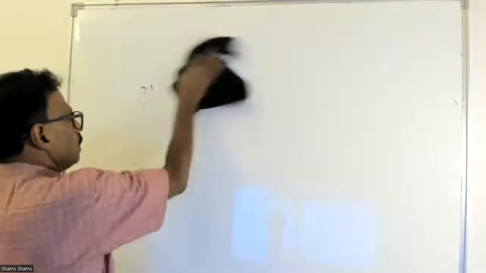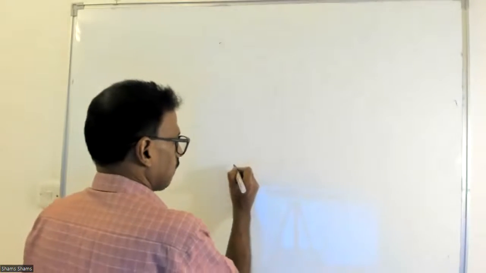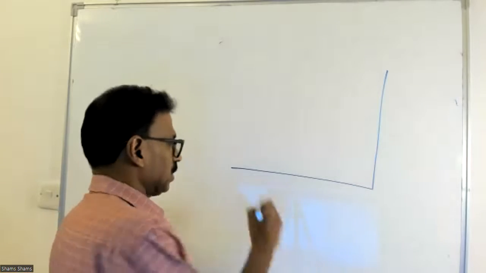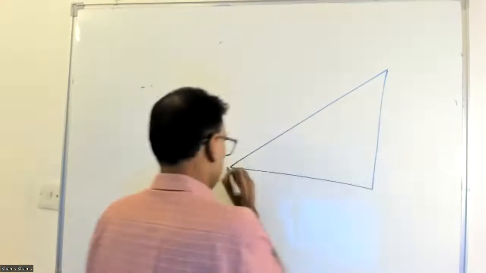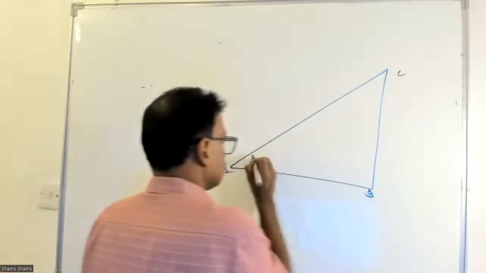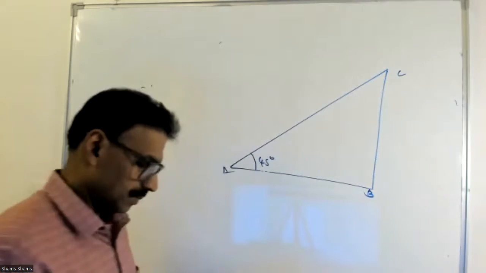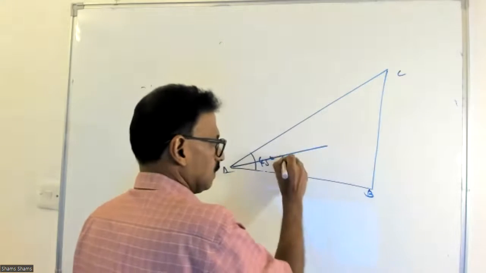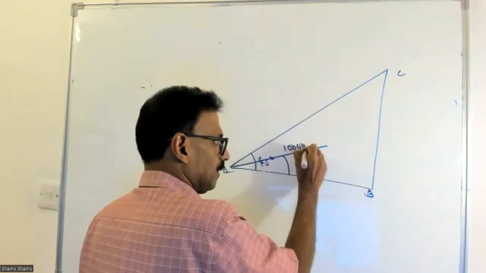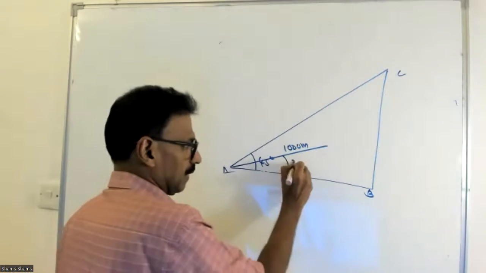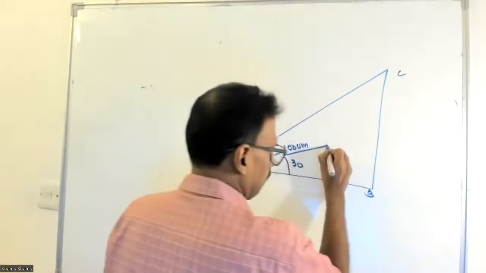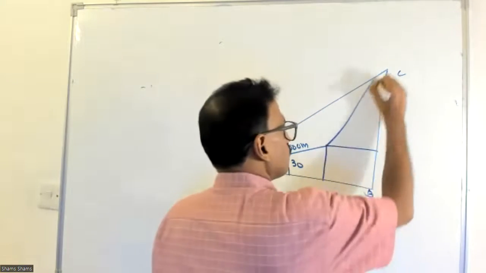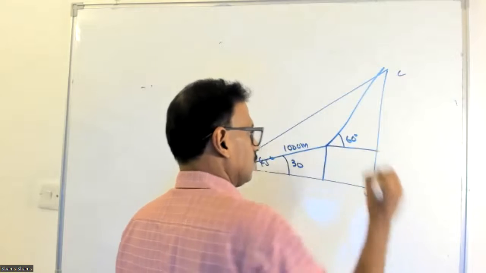So here, at the foot of a mountain, the angle of elevation of the summit is 45 degree. A, B, C, this is 45 degree. After ascending 1,000 meter towards the mountain, like this, here 1,000 meter, at an angle of elevation of 30 degree. Then from here, angle of elevation is found to be 60 degree. Okay, this is the question.